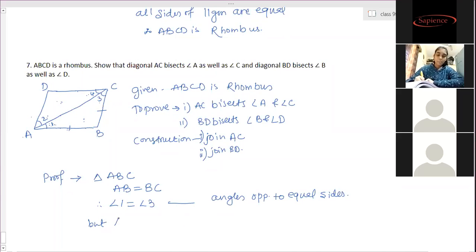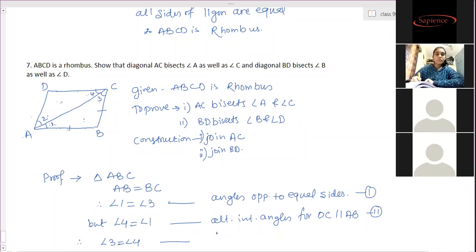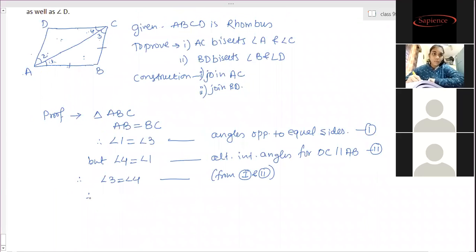But angle 4 is equal to angle 1, alternate interior angles for DC parallel to AB. So therefore angle 3 is equal to angle 4. This is 1, this is 2, from 1 and 2. So therefore AC bisects angle C.